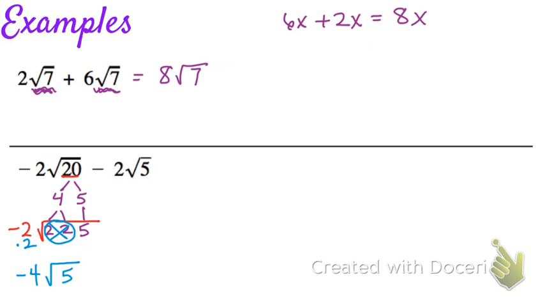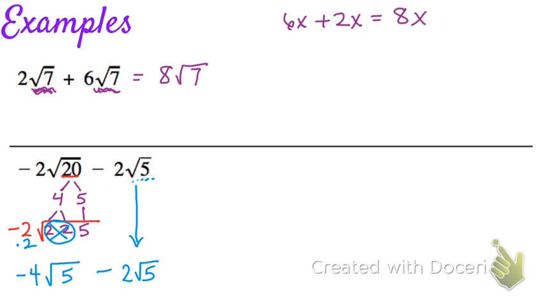Now if we look at the one on the right, 5 under the square root symbol, can that be broken down into factors? The only two numbers that can multiply to give you 5 are 1 and 5, and that doesn't do any good. So that's already in its simplest form. So I'm just going to bring this down. So I have negative 4 square root of 5 minus 2 square root of 5.